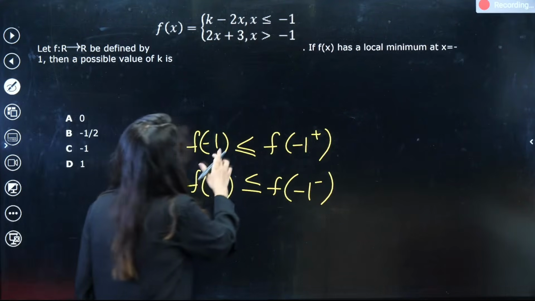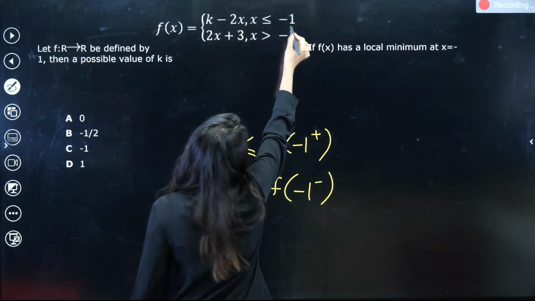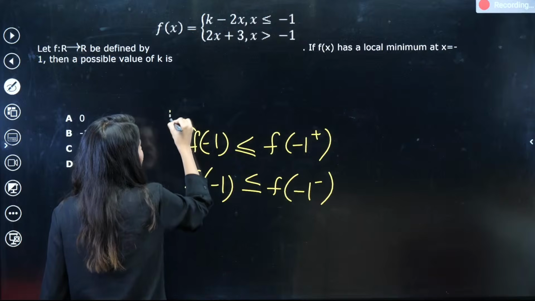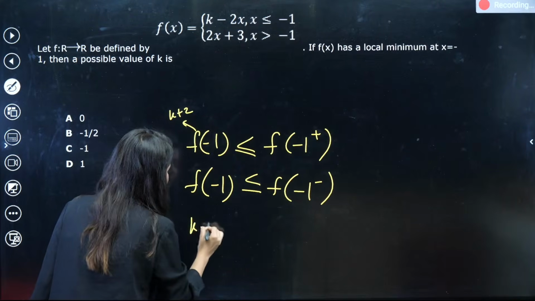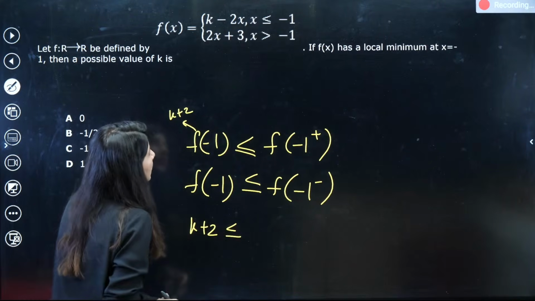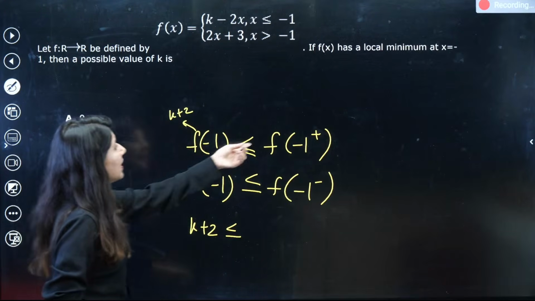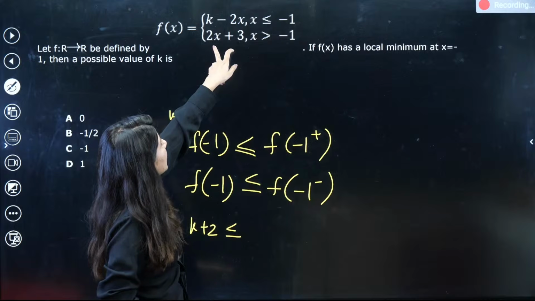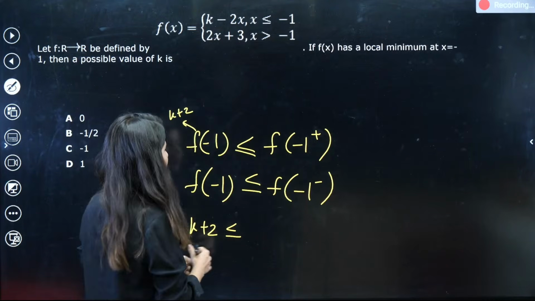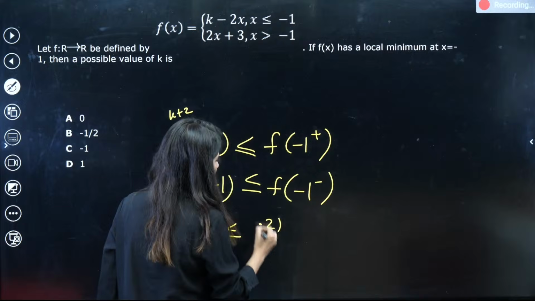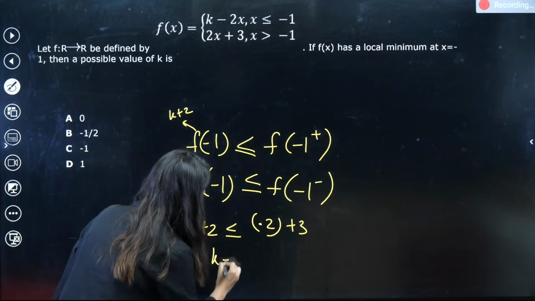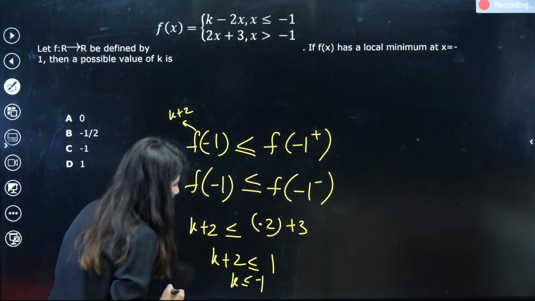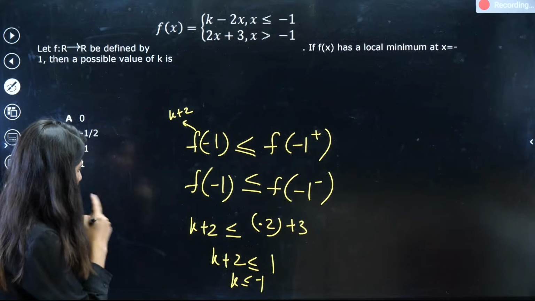So yes, at minus 1, what we are going to get is f of minus 1, which is going to give me k plus 2. So k plus 2 is less than or equal to f of minus 1. If I put minus 1 over here, this is 3 minus 2, right? So minus 2 plus 3. So k plus 2 is less than or equal to 1, so k is less than or equal to minus 1.